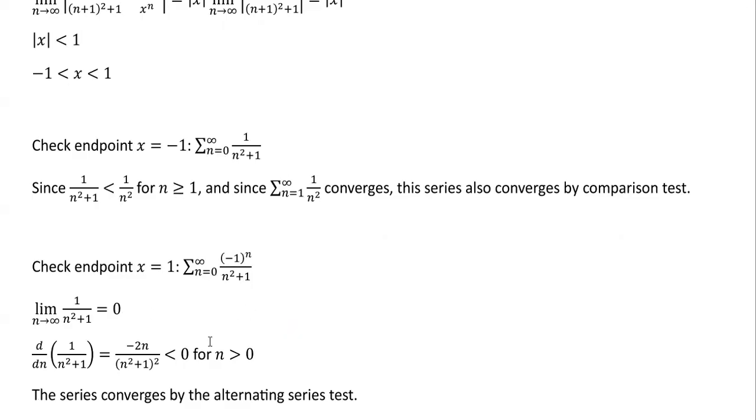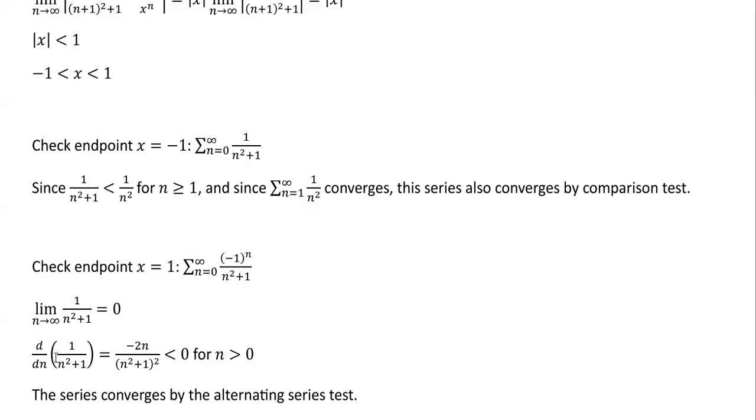You have to show that it's a decreasing sequence as well. Remember, that's a condition for the alternating series test, one of the 2 conditions. So that's why I took the derivative, and then you get this, and you can clearly see that it's negative for n greater than 0. Therefore, this series converges by the alternating series test.